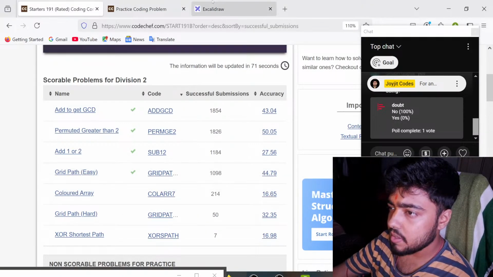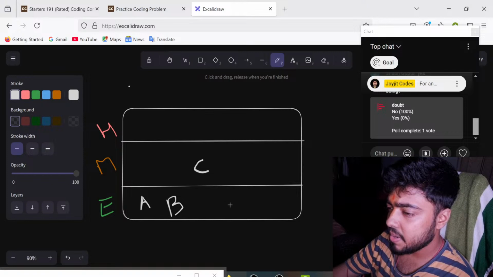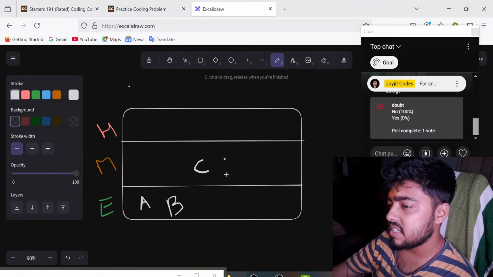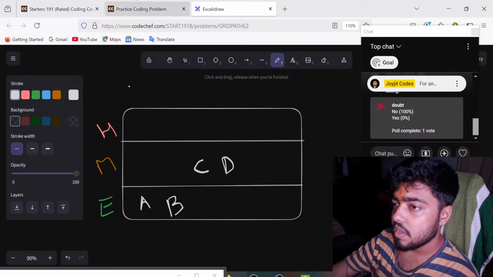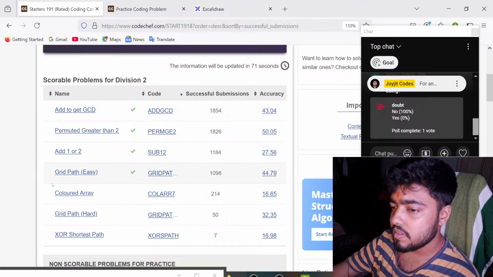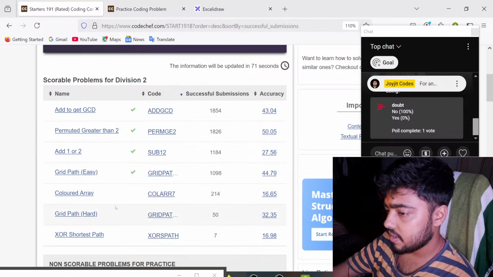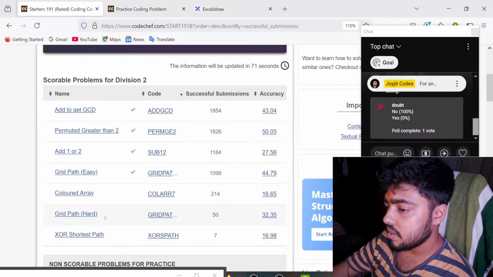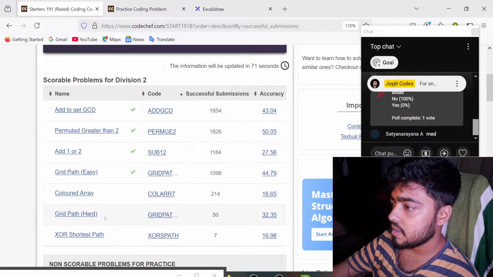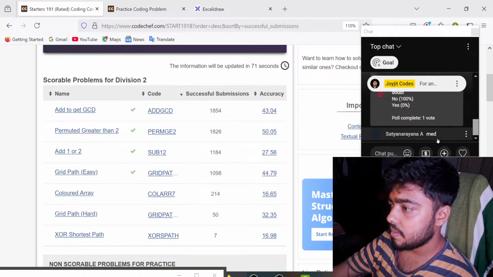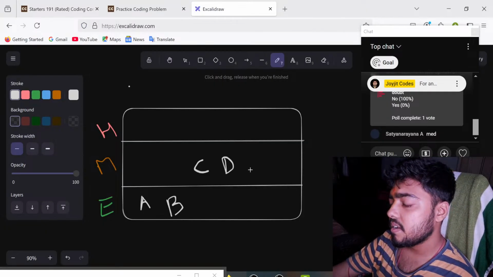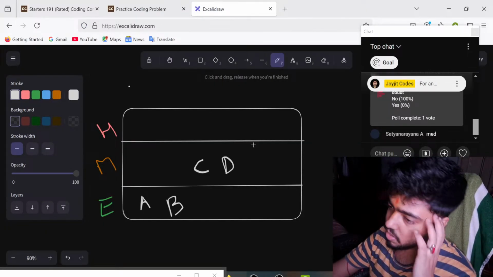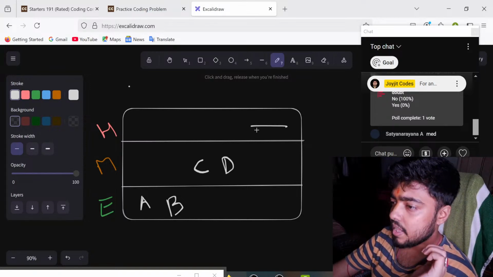And this grid path easy. Medium, or rather, I can go for easy. Oh no, since it was a DP, let's keep it medium. And I have checked this colored array and grid path hard. Grid path hard is nothing but, which one is medium. Colored array is, I think, a matter of time. So everything else I will rate in the hard part.